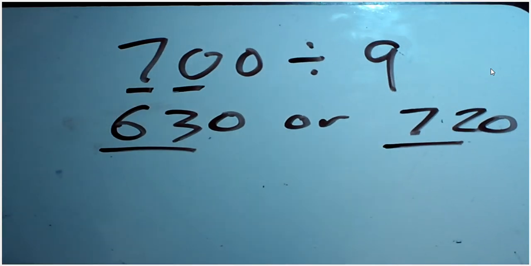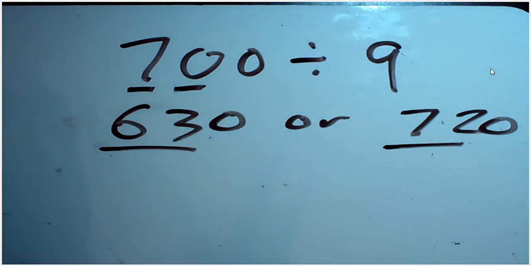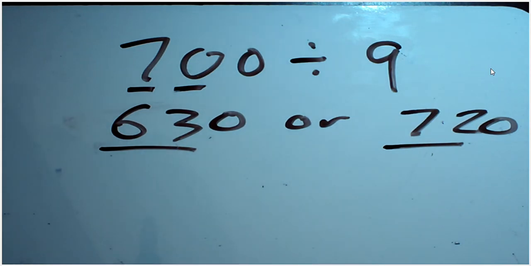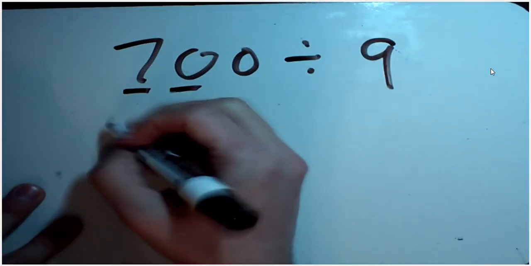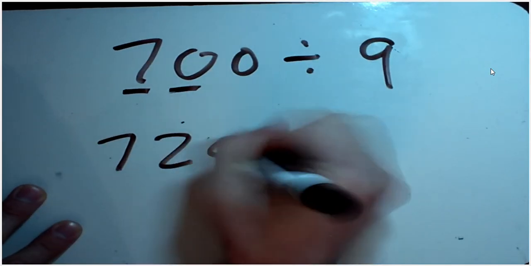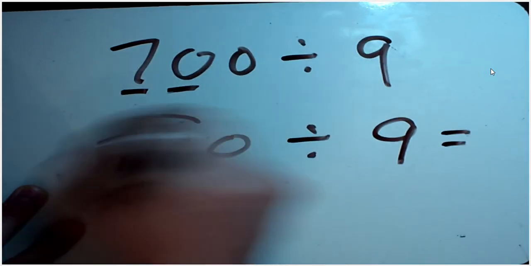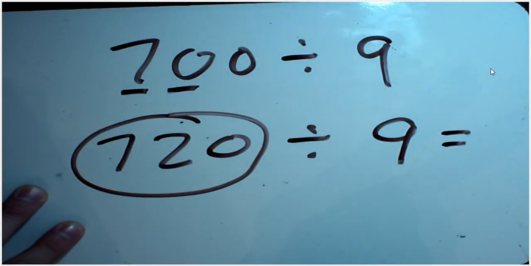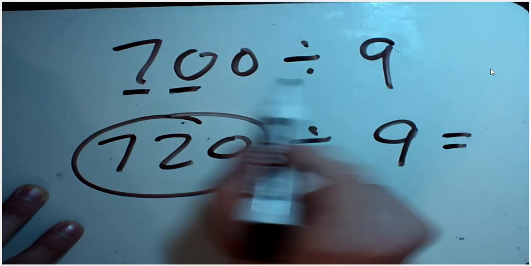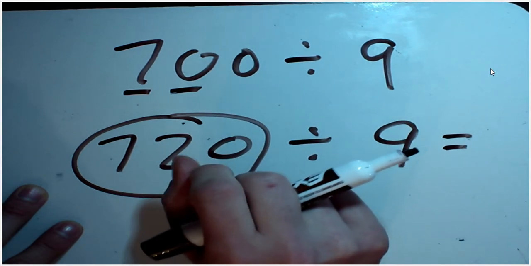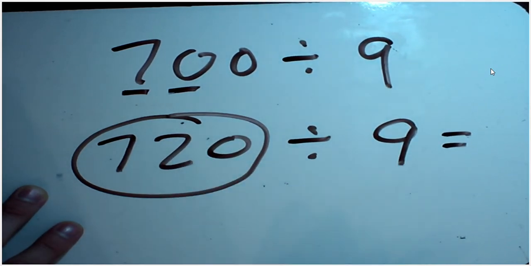And I think the 720 looks like it's a little bit closer than the 630, because that's 20 off, where this 630 is 70 off. So if we want our number to be closest to the exact, to be a good estimation, I would say we'll make 700 into 720 divided by 9. This is my compatible number right here. This is the number that we changed. This will not give me the exact answer. It's an approximation. It should be fairly close, but not exact, is what I'm getting at.